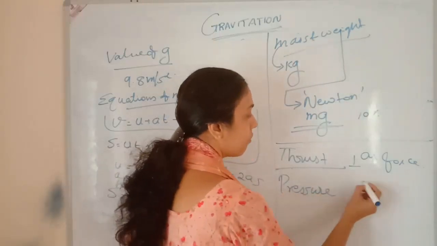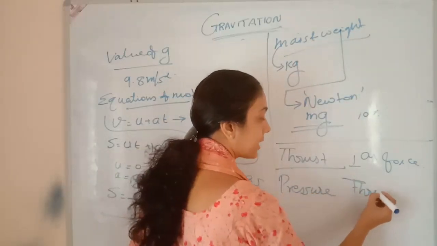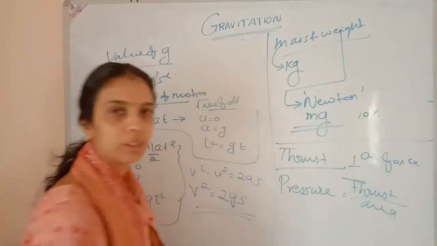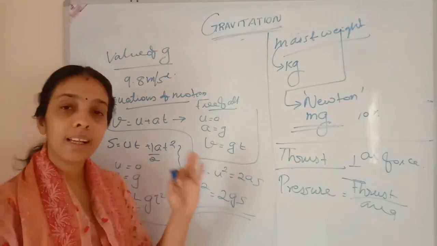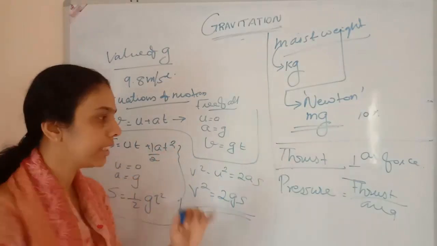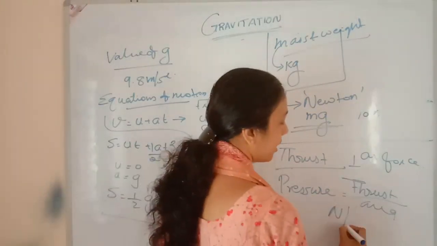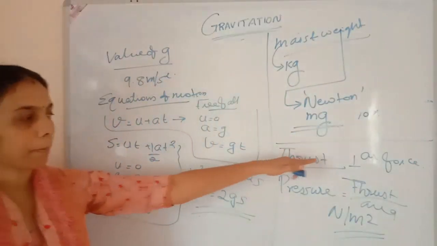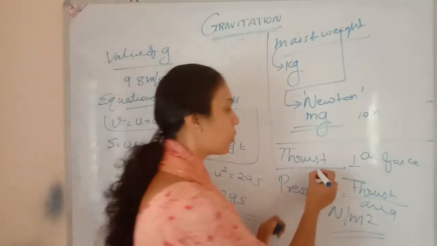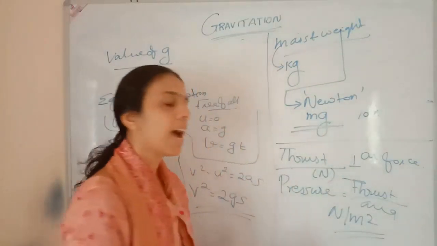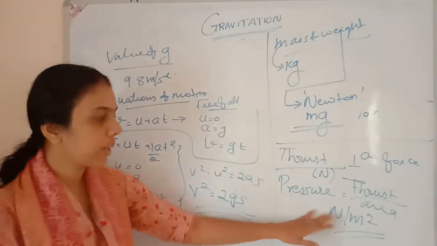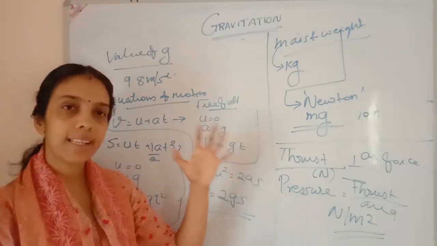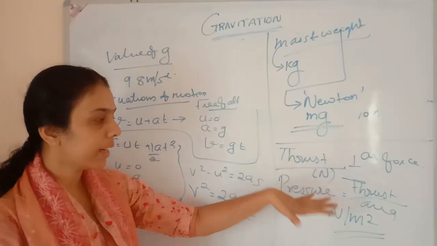Pressure is the force or thrust acting per unit area. This is called pressure. Its unit will be Newton per meter square. Thrust is a perpendicular force, so the thrust unit is Newton, and Newton per meter square will be the unit of pressure. Okay, clear? So thrust acting per unit area is called pressure.